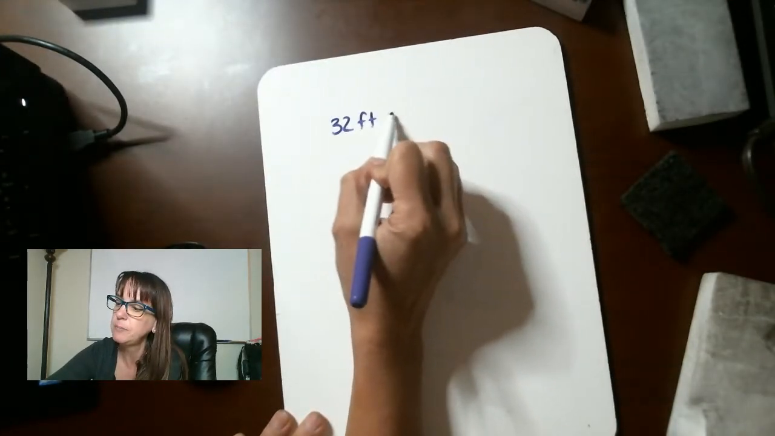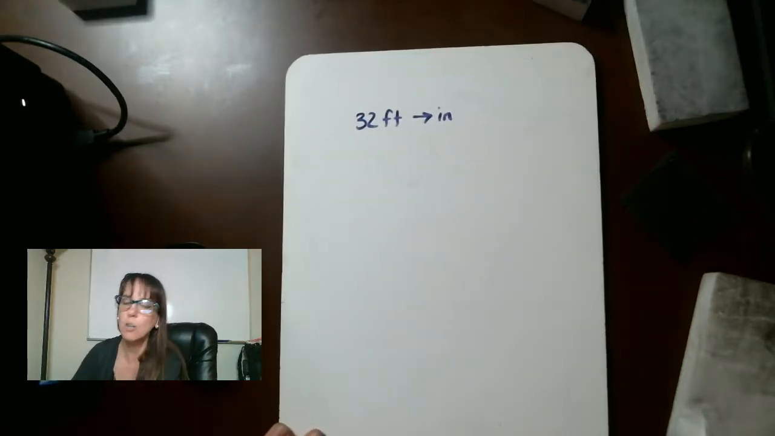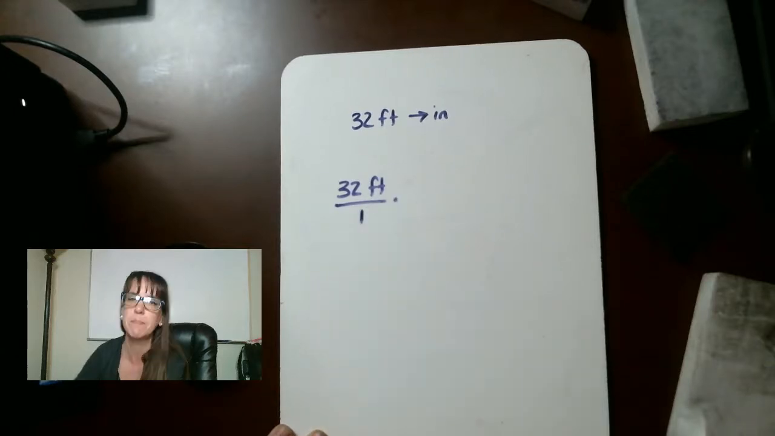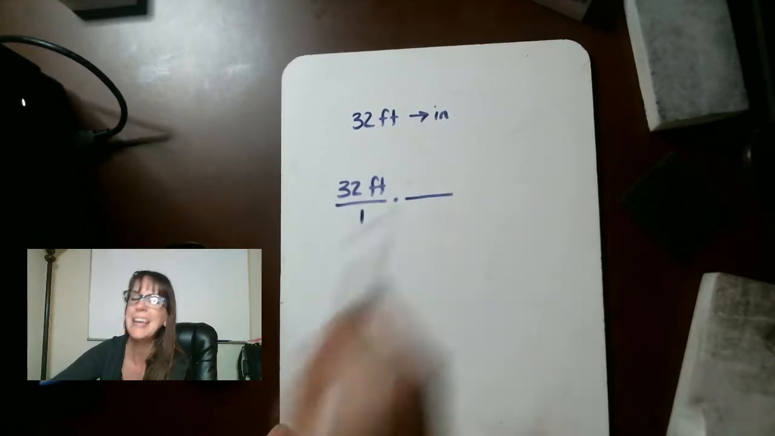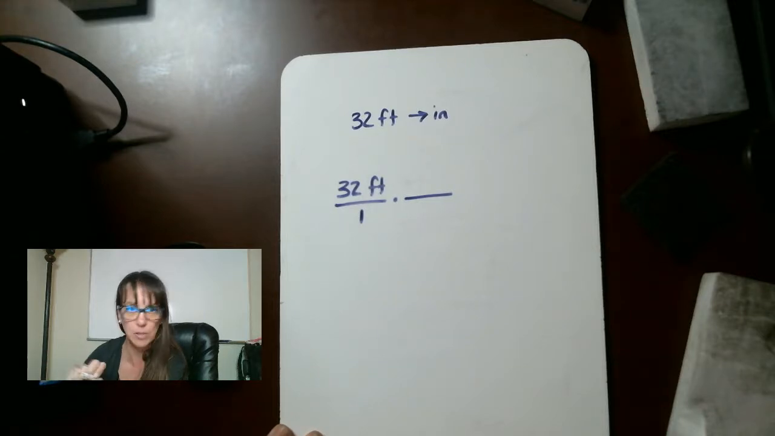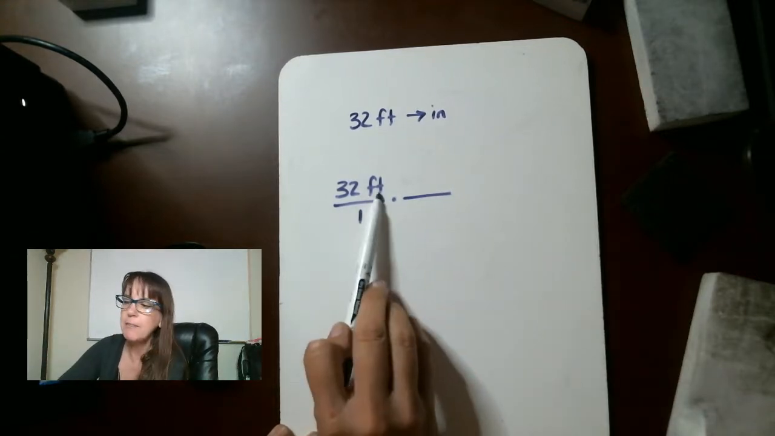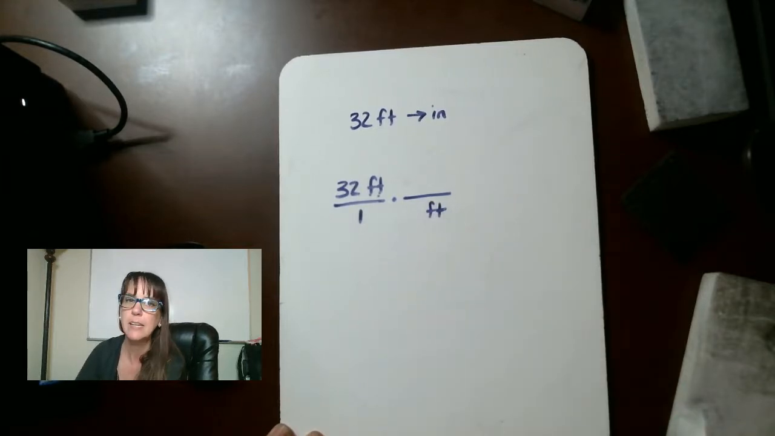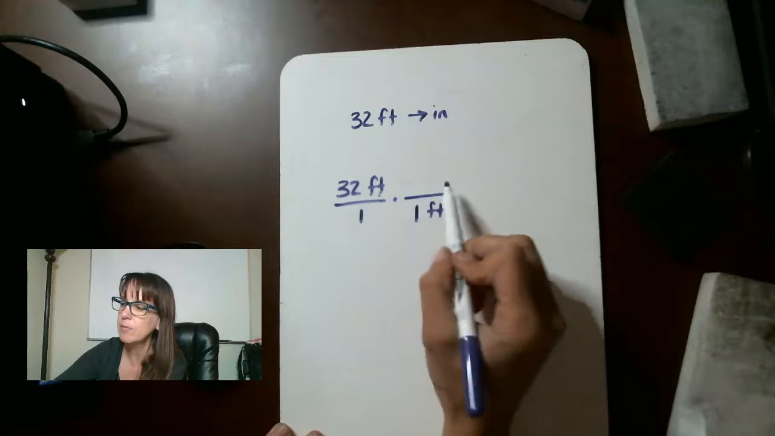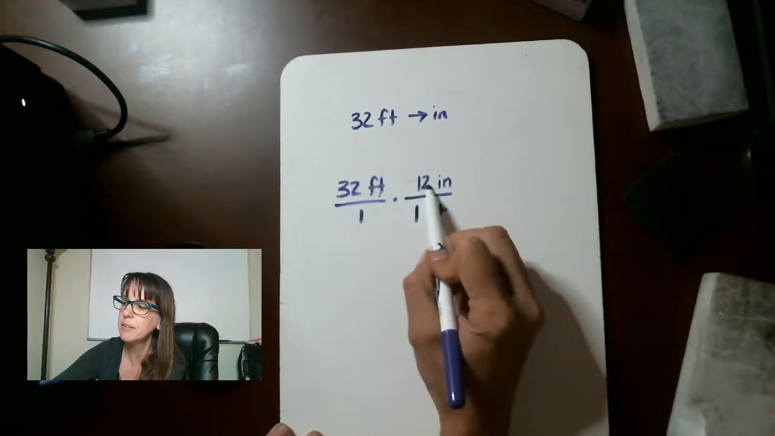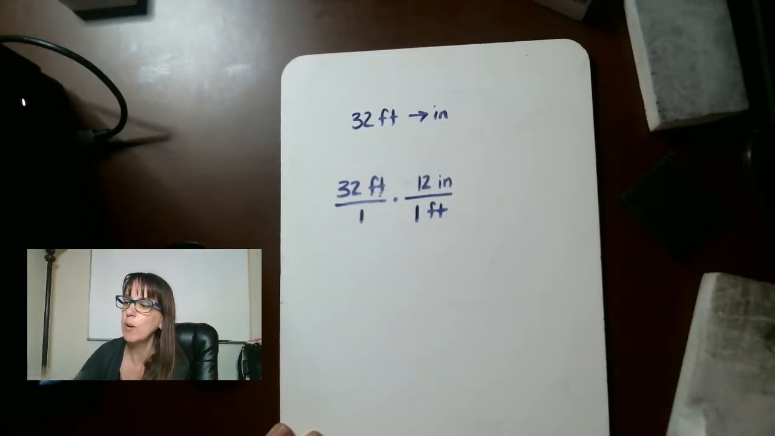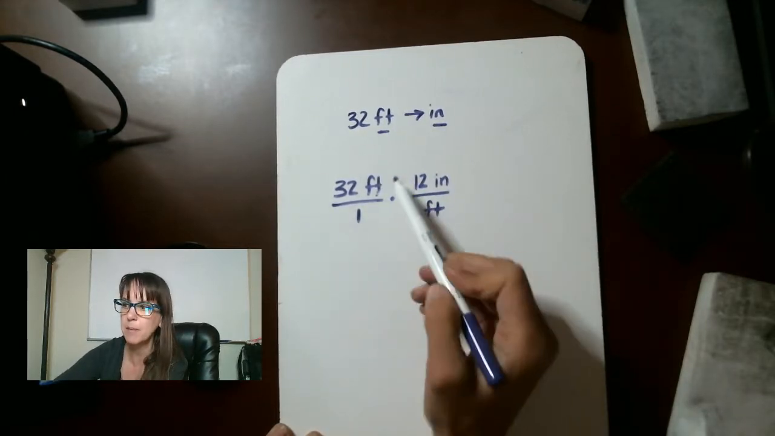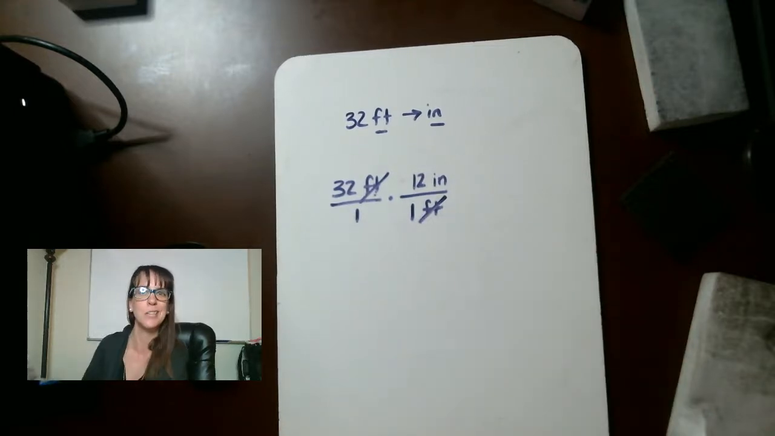32 feet to inches. To start with this, you're always going to do 32 feet, and you're going to put that over 1, and we're going to multiply. We're going to be multiplying by a fraction that equals 1, because we're allowed to multiply anything by 1. The feet is on top here, which means we want feet on the bottom here. 1 foot, the equivalent of 1 foot is 12 inches. Now, we want to go from feet to inches. So if I have something on top and something on bottom, I can cross it out. That includes letters and units.